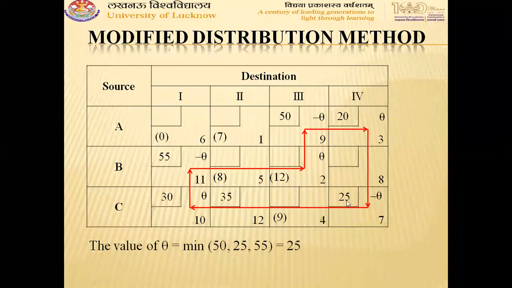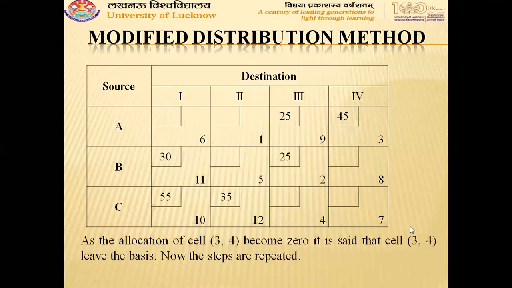That means the allocation of this cell, that is 3 comma 4, will become 0. So it will leave the basis, and a new basic feasible solution is obtained in such a manner.